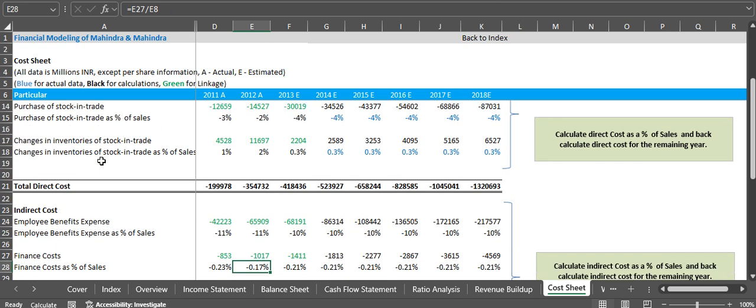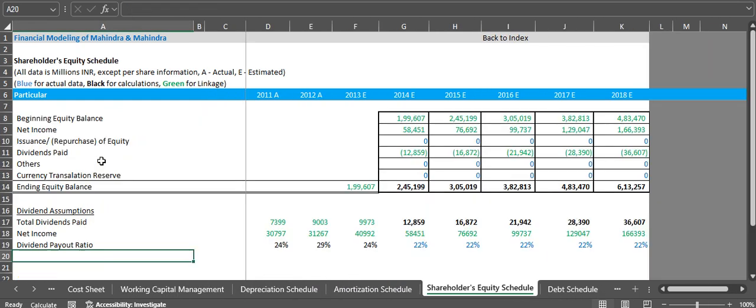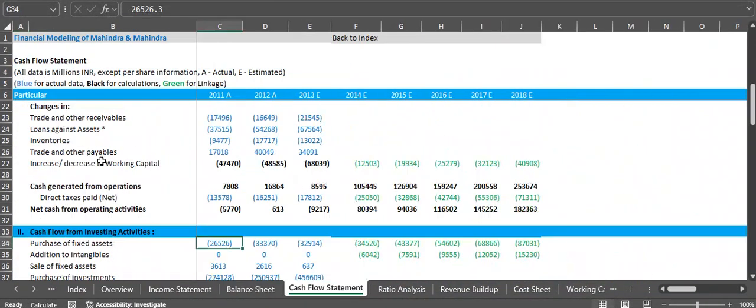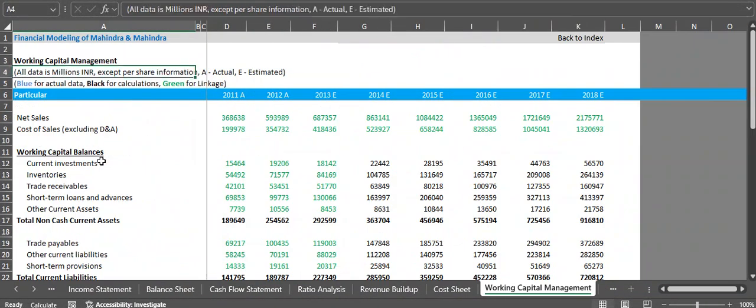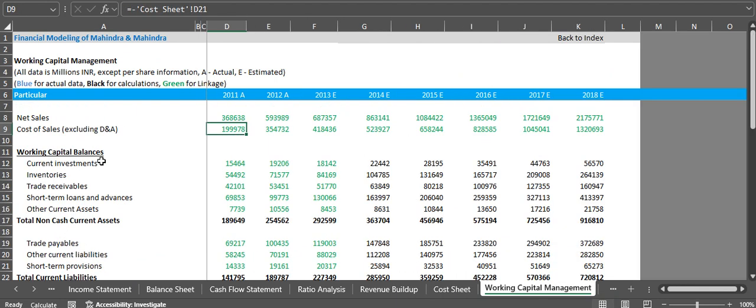Then we go into the next schedule. It's about working capital management, or we can call it a different schedule for that. Let's say we go into a different one, but we start with the working capital management. So this is the working capital management. This is the net sales. Then we have the cost of sales, excluding the other indirect cost. So it's the cost of sales.